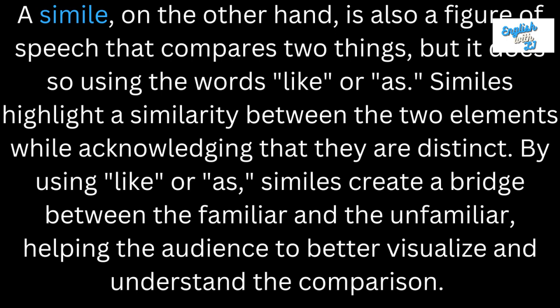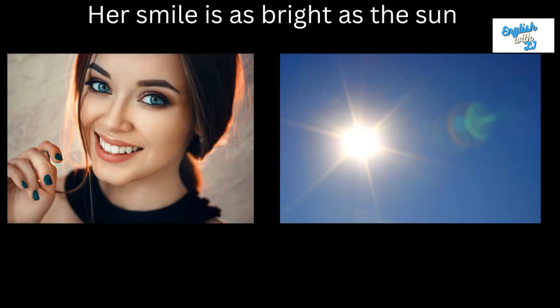By using like or as, similes create a bridge between the familiar and the unfamiliar, helping the audience to better visualize and understand the comparison. So, obviously, we need an example here. Her smile is as bright as the sun. So, we're not saying that the smile is the sun, that would be a metaphor. We're saying her smile is as bright as the sun. It isn't the sun, but it's as bright as the sun.